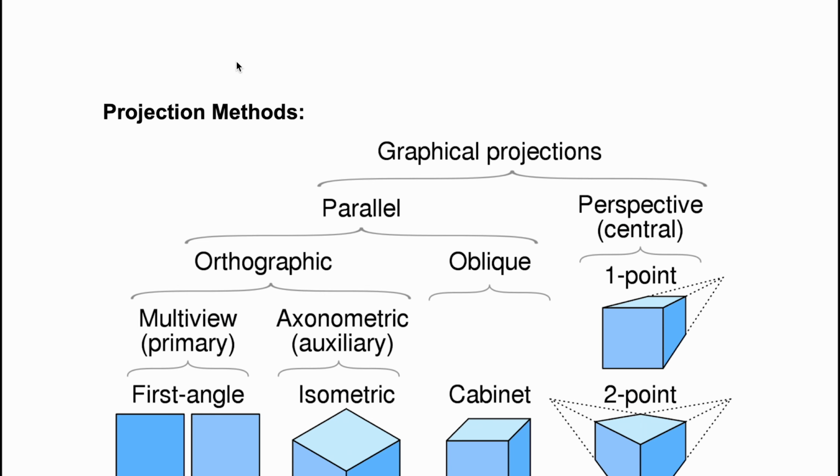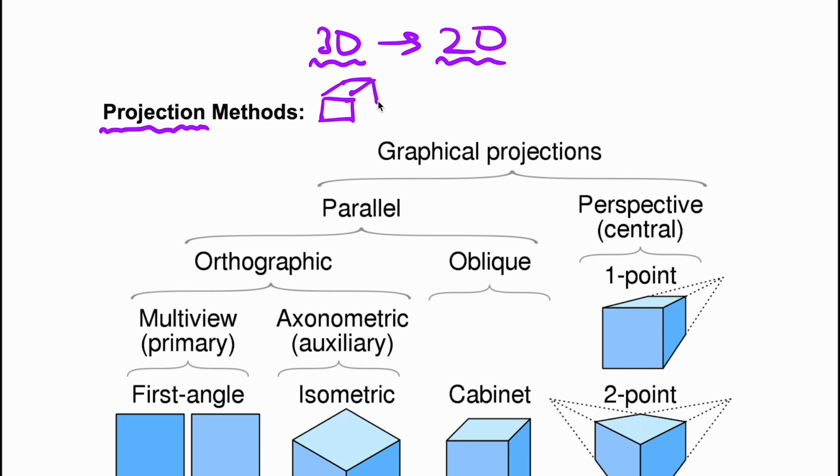So for the first video of our basic technical knowledge series, I'm going to talk a little bit about projection methods. So what is projection in the first place? Projection is basically projecting a 3D object to a 2D surface. This allows us to implement this 3D object into a 2D plane so we can draw it.